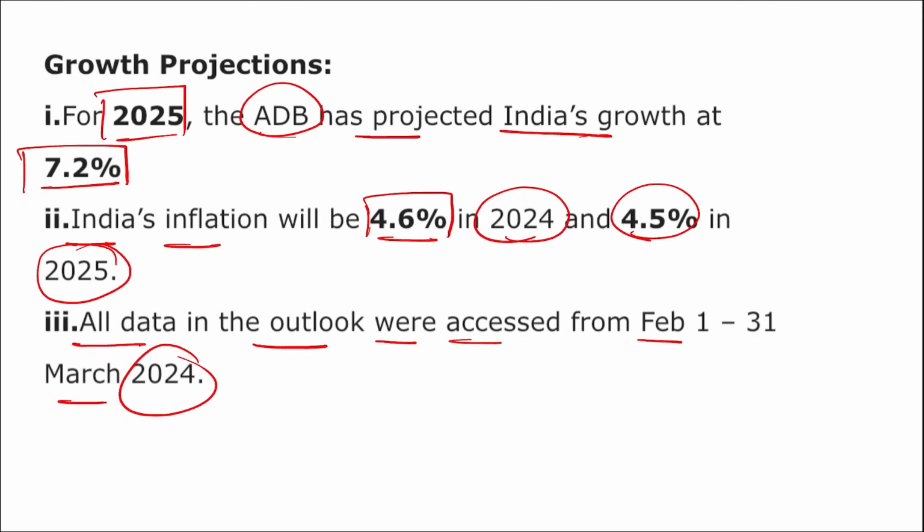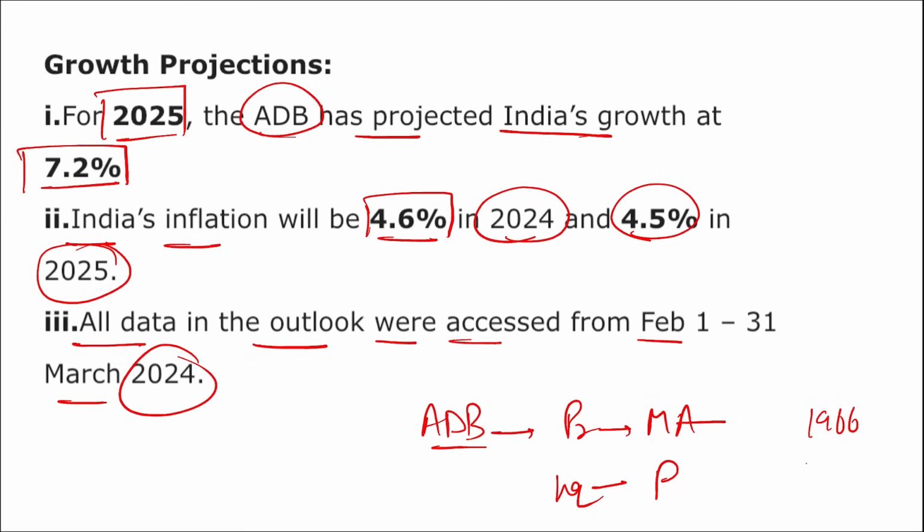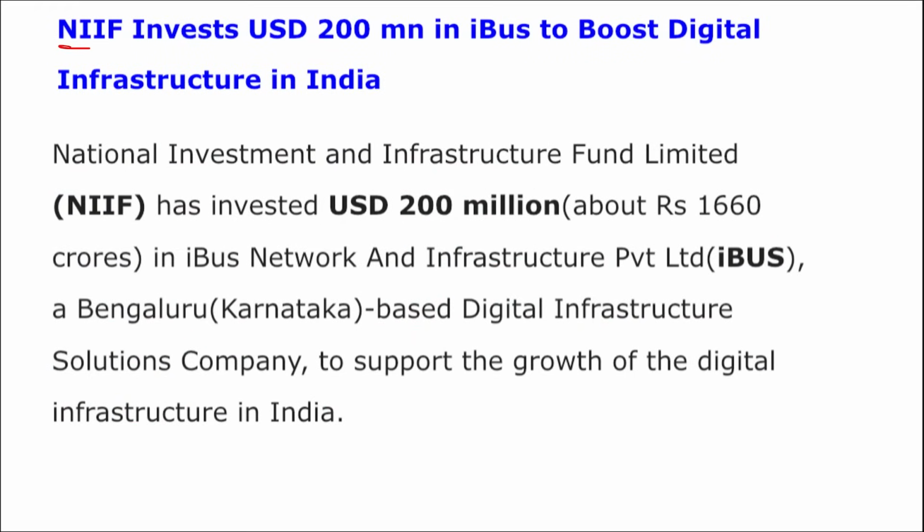If we talk about Asian Development Bank, who is the president here? Masato Kanda. Headquarter is in Manila, Philippines. It was established in 1966 and there are 68 members in the Asian Development Bank. Moving on, next is NIIF.